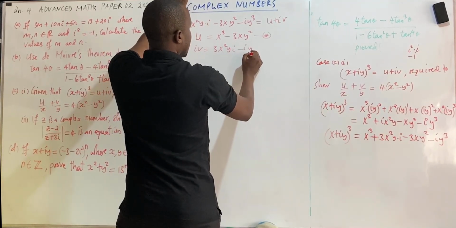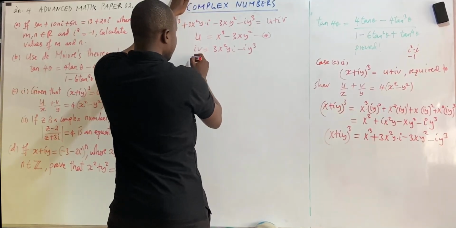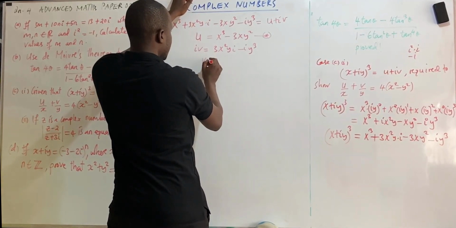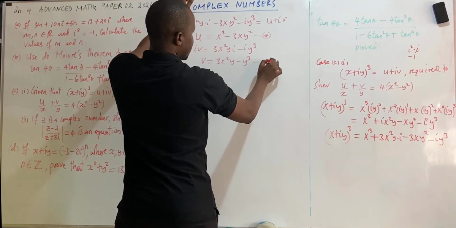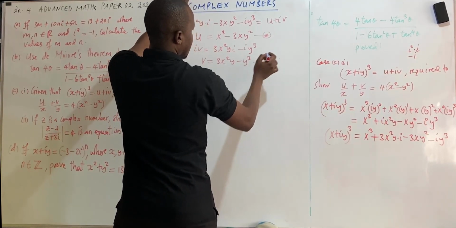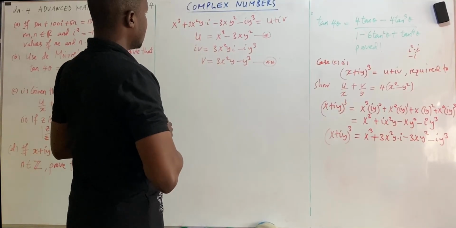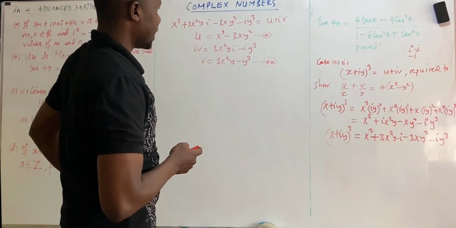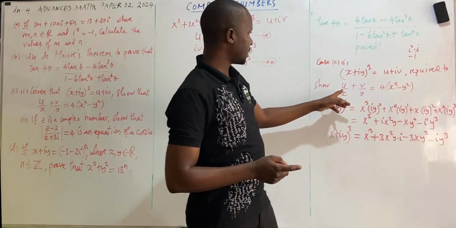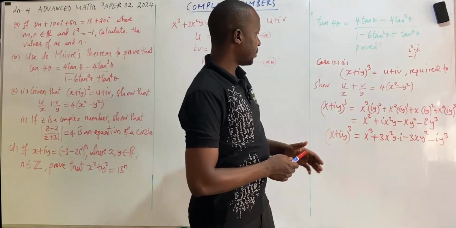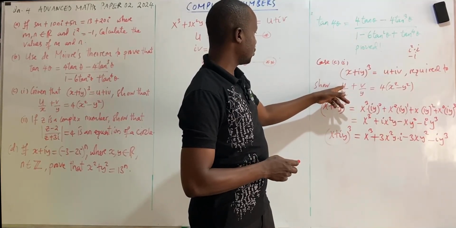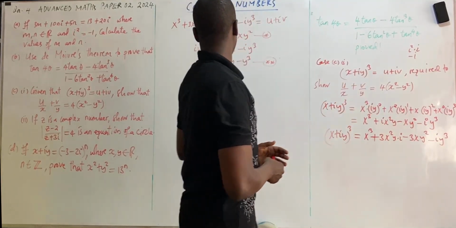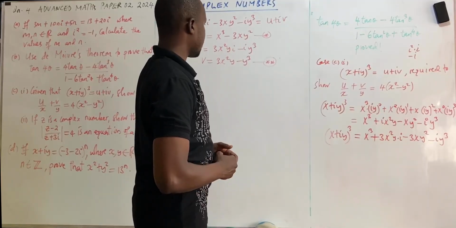Minus i, then y cubed. So if we cancel i and i, we remain with v equals 3x squared y minus y cubed. This is star 2. Now from star 1 and 2, we find the possibility of making this. We come to the expression that we are supposed to show. And here maybe we can choose the left-hand side. So we find expressions for u over x and v over y from these two equations here.